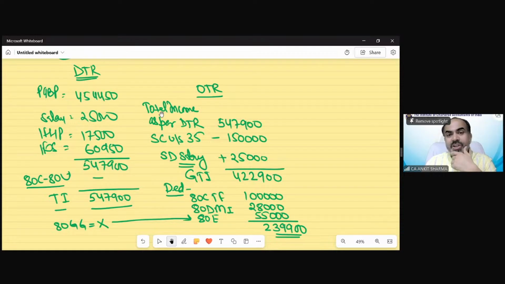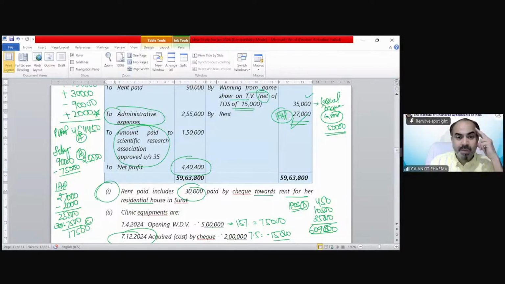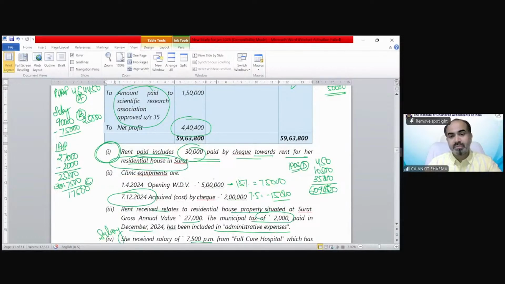Now in this question, if you will see, an important point was 80GG deduction we did not claim. Why the 80GG deduction is applicable, you have to go through and understand this point number 1. Rent paid includes 30,000 by check towards her residential house in Surat. So she is paying rent for her residential accommodation, and for that purpose she can claim 80GG deduction. But because she already has a house in Surat which has been let out, you can see the third information, the rent received relates to residential house situated in Surat.